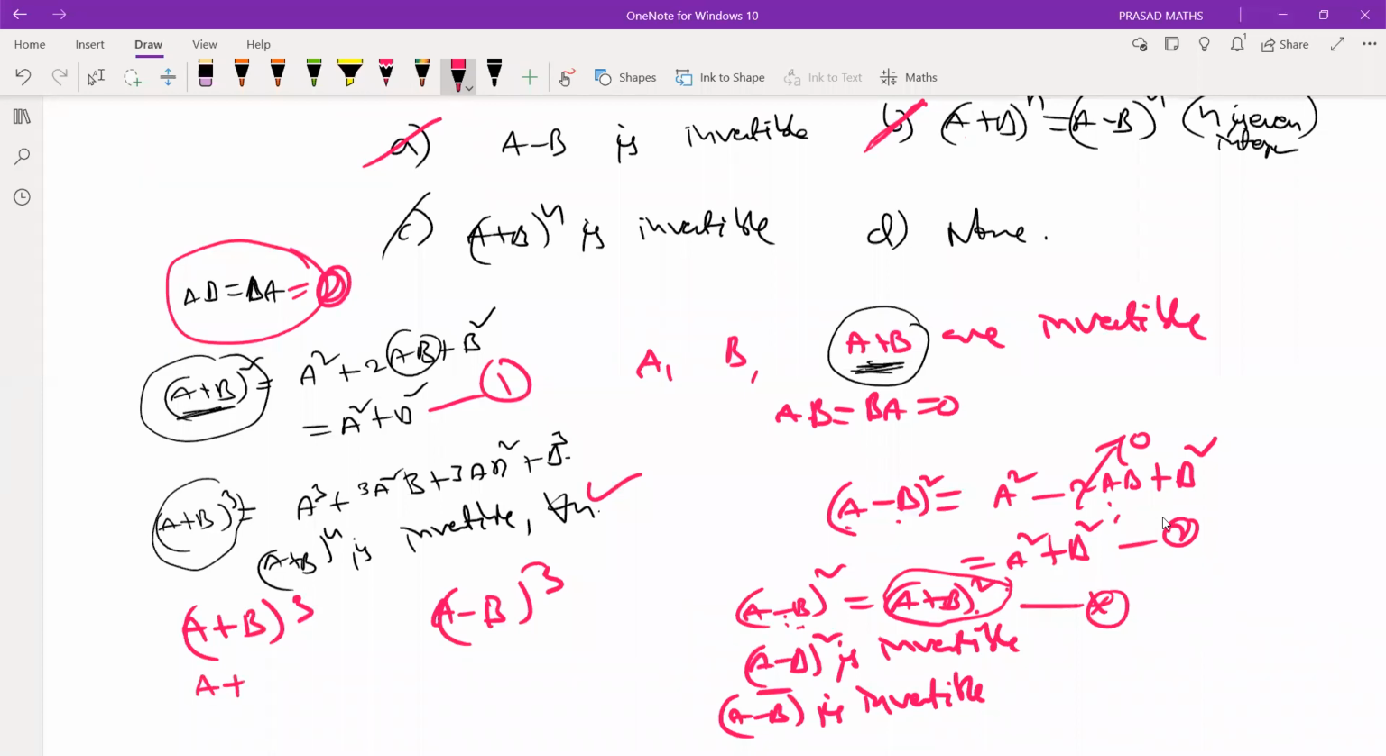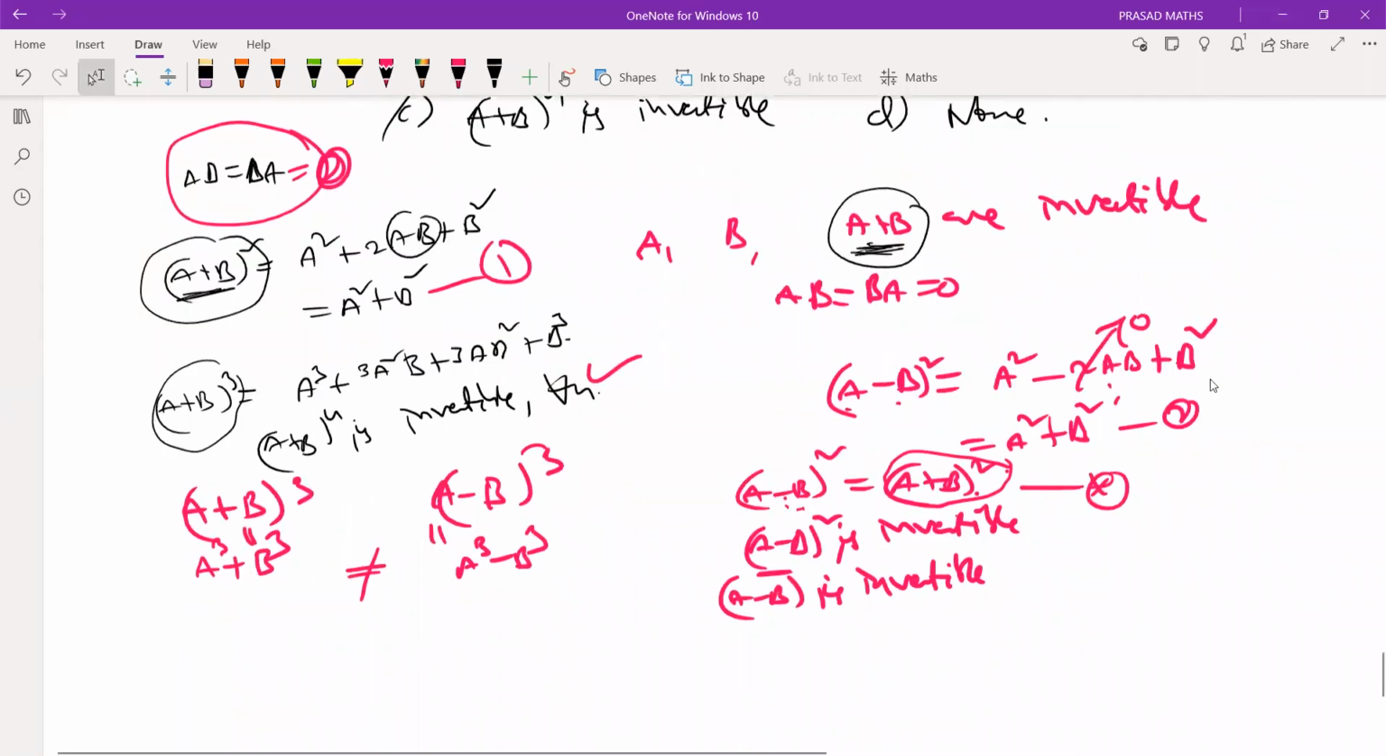Why? Because in one you are going to get a cube plus b cube, and in the other, a cube minus b cube. So both are in general may not be the same. But they are the same if you take 2b cube equals to 0. That means b cube equals to 0, that means your B matrix with index 3 is 0. Understand? Your B matrix with index 3 is 0.